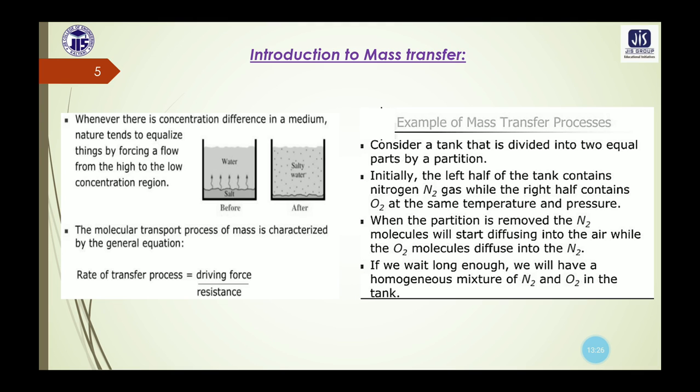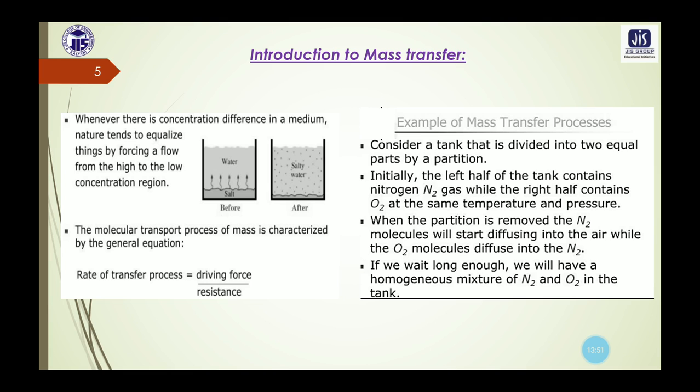So different examples we have discussed in case of mass transfer. One more example here: let us consider a tank that is divided into two equal parts by a partition. Initially the left half of the tank contains nitrogen gas while the right half contains oxygen at the same temperature and pressure.